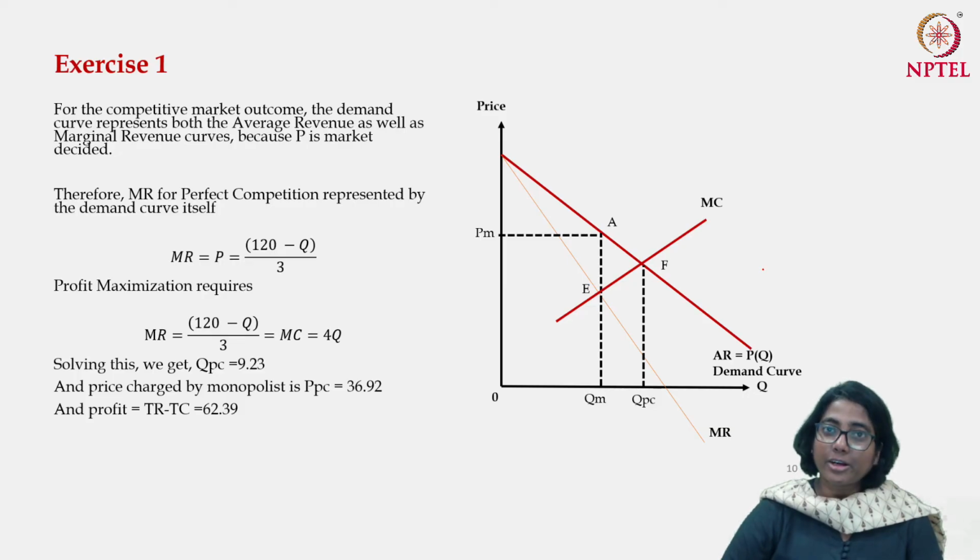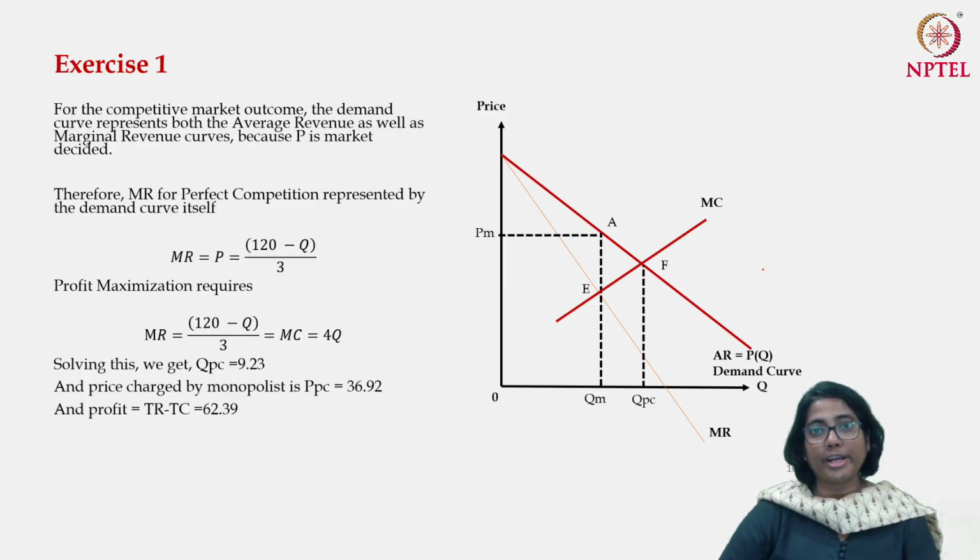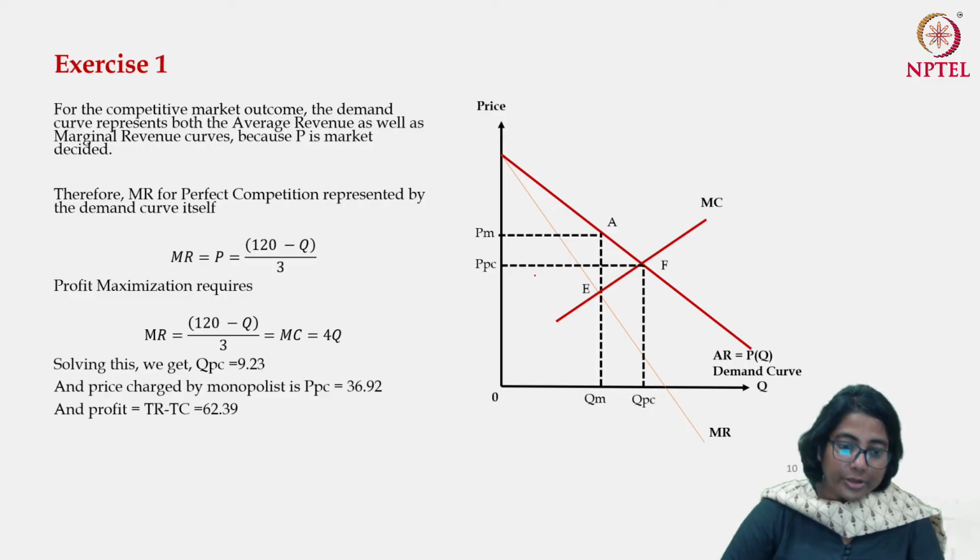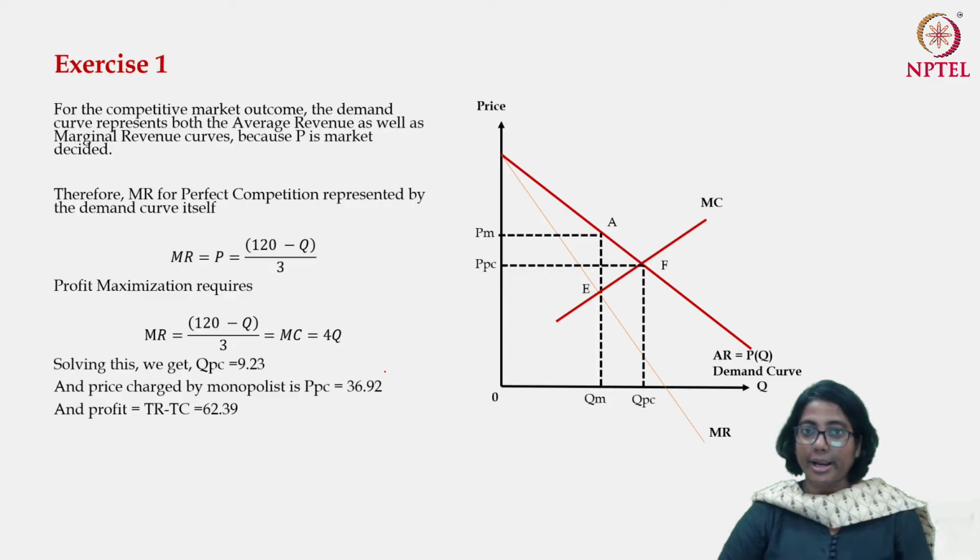Now this perfectly competitive market has no way to manipulate the price. So it will charge the price where the market outcome is determined. And what you can do is take this value 9.23, put it here, 120 minus 9.23 divided by 3, and you will get this price 36.92.